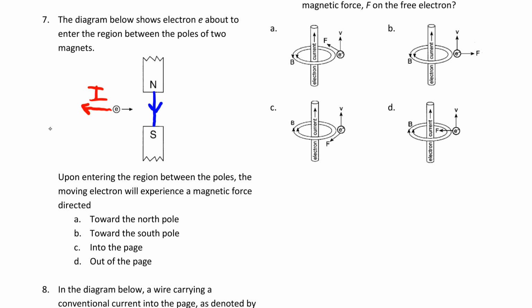What direction is your thumb pointing? It has to be pointing towards you. Your thumb should be pointing right at you, out of the page. So we know the force being felt is out of the page. It's going to be a dot out of the page. So it says, upon entering the region between the poles, the moving electron will experience a magnetic force directed out of the page. Some tricky stuff.